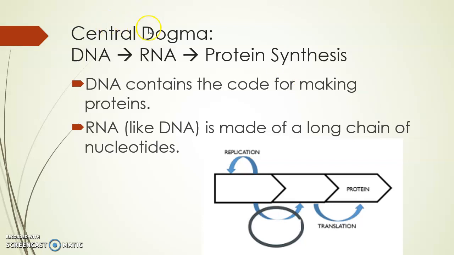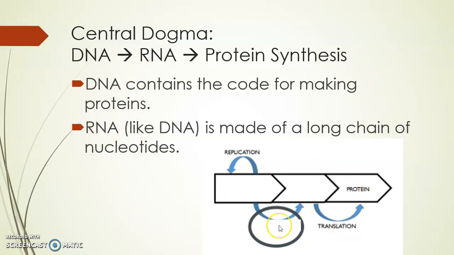So the central dogma of biology basically states that DNA contains the code for making proteins. RNA, just like DNA, is made of a long chain of nucleotides that help transfer that message from DNA to a protein. So this is our central dogma. These are going to be those quotes right there on the upper left-hand side of your notes.